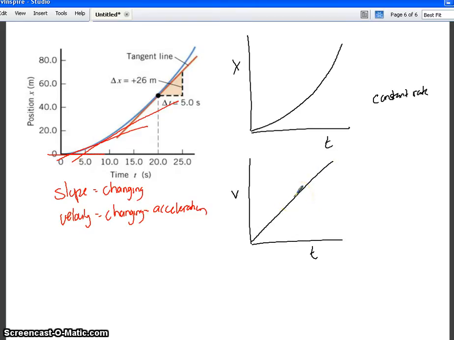And the slope of this line is constant. What is acceleration? Acceleration is the change in velocity over the change in time. So the acceleration here is the change in v over the change in t. That is equal to the slope of this line. Notice it is a constant slope.